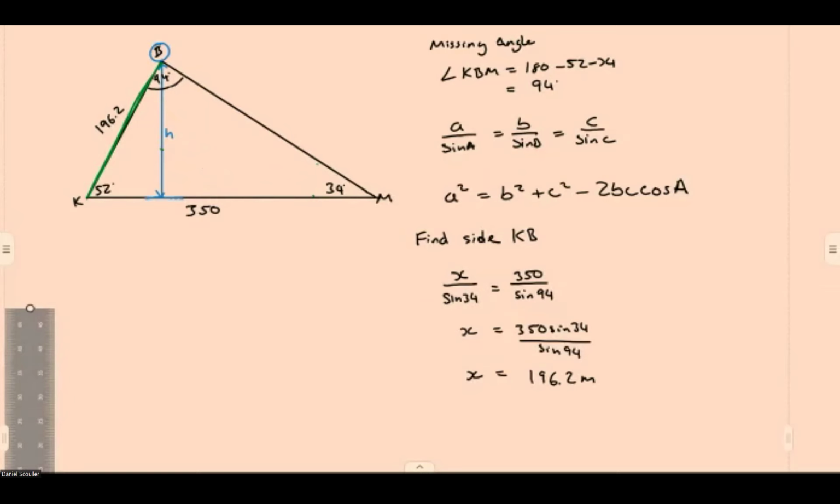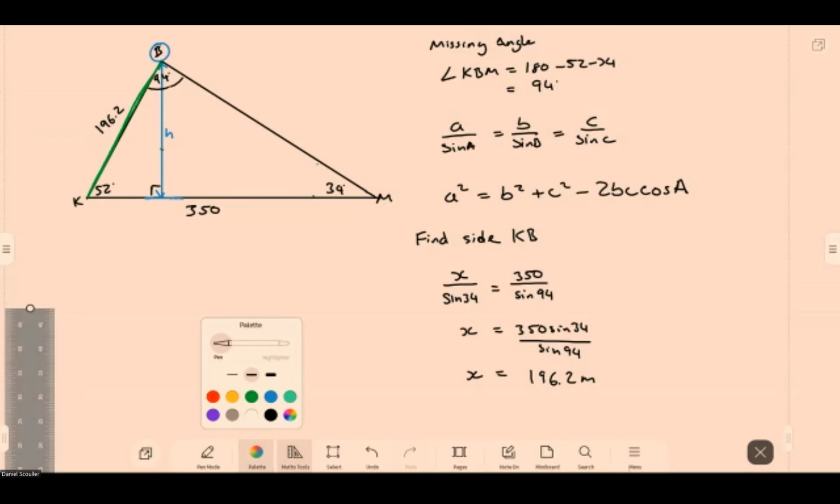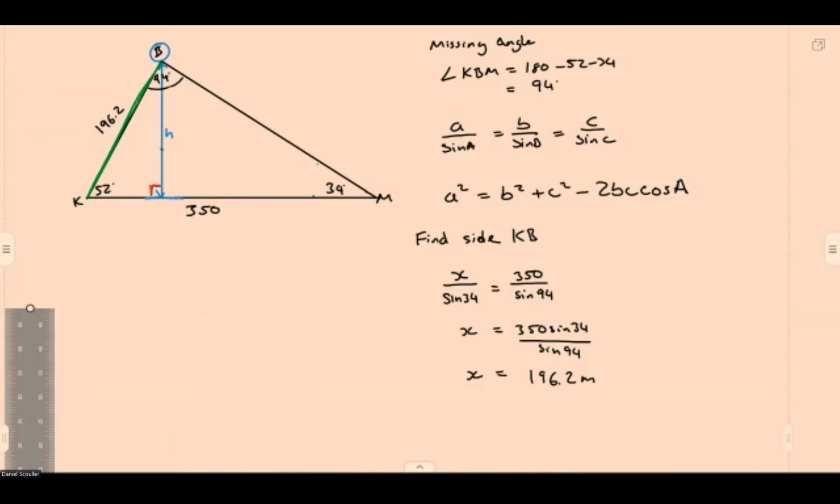Now we could do the same and find out BM, but let's think about it for a second. What we're trying to find is the height, B to the ground, the height of the balloon. When I bring a straight line down from B to the ground, I'm actually creating a right angle triangle, a new triangle. That line from B to the ground is not in the question. You have to put that in place, and be aware that the new triangle I've highlighted in red there is right angled.